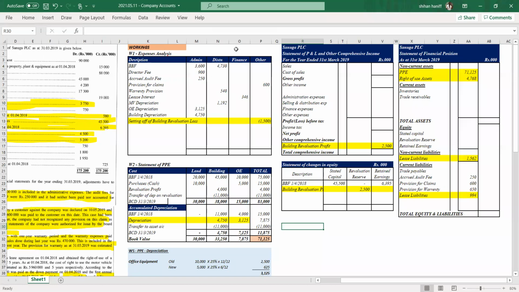Any questions? Is it clear? Asmir, Harindu, Rama. Right. So now let's move to the next adjustment.